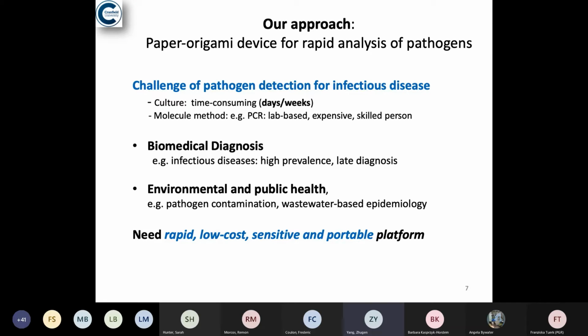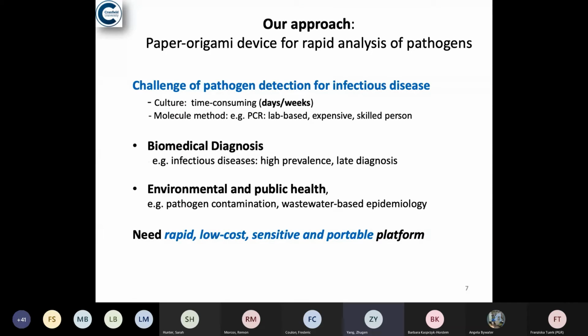I think more and more people already know the polymerase chain reaction because of the SARS-CoV-2 crisis. So it's still a lab-based method, typically very expensive, especially during pandemic time. There is a problem of shortage of reagents and lab access. Also, the data need to be interpreted by a skilled person. So typically, the turnaround time will be 24 hours or 48 hours. Both limit the application in biomedical diagnosis and environmental public health.